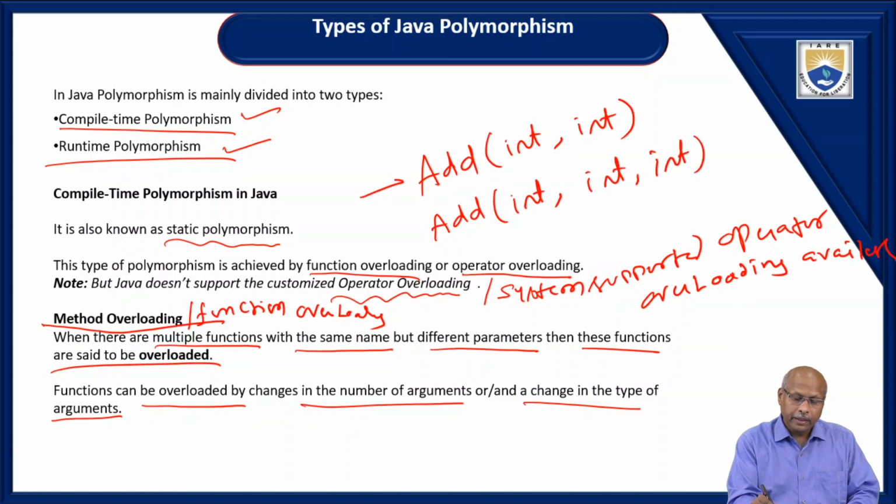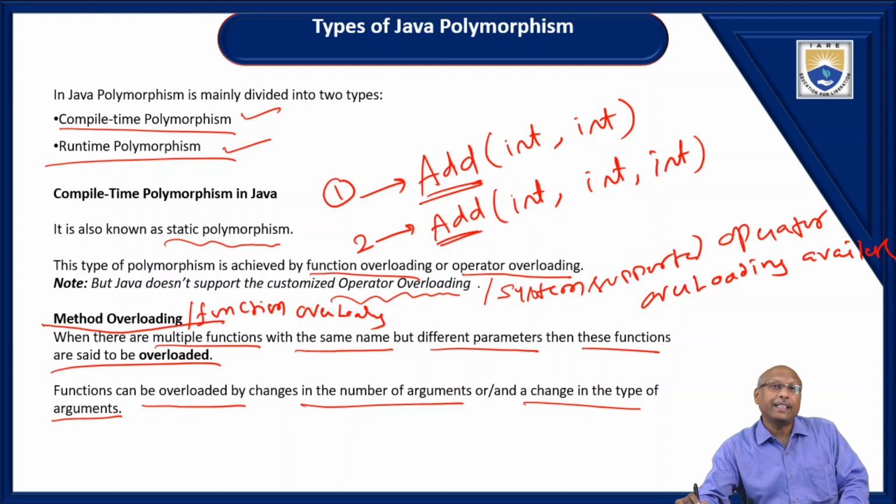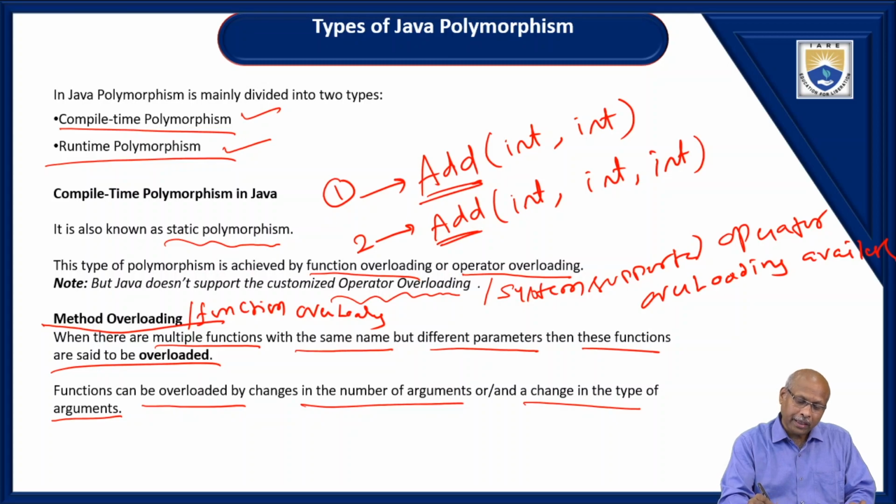In the first one I have two parameters. In the second one I have three parameters. But the function name is add only. So when I say add, you can add two numbers or you can add three numbers. The language permits you to write it twice, first with two parameters, second with three parameters. This concept comes under function overloading. This is a simple example of function overloading.